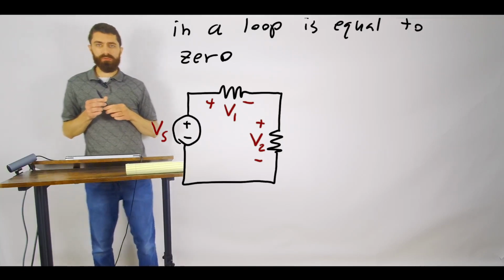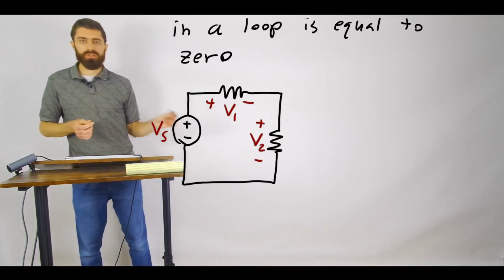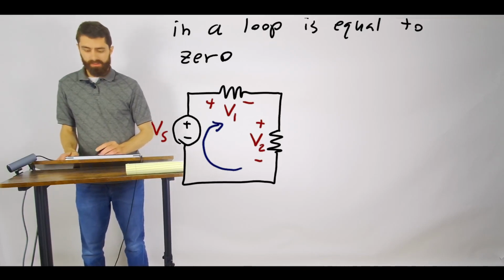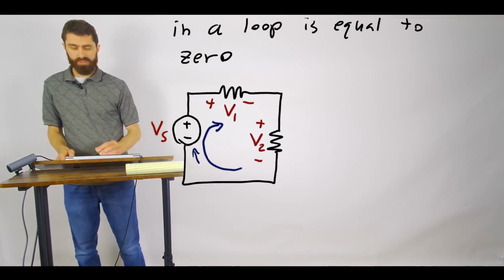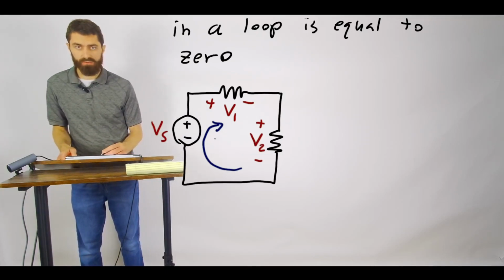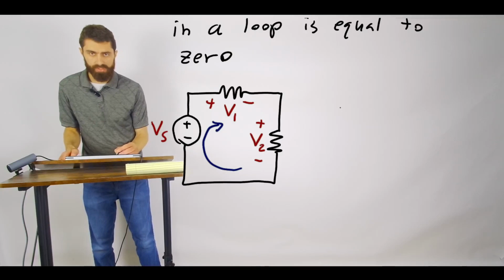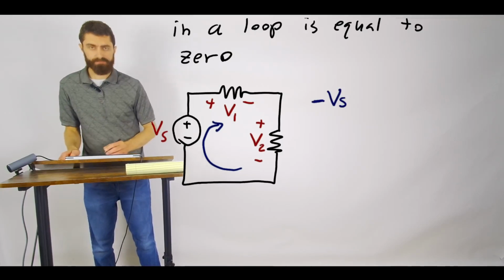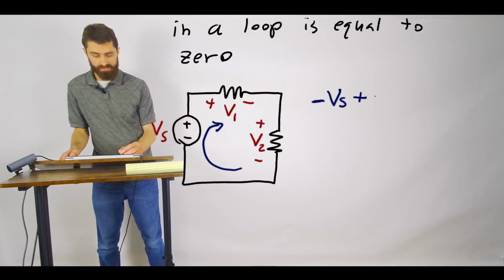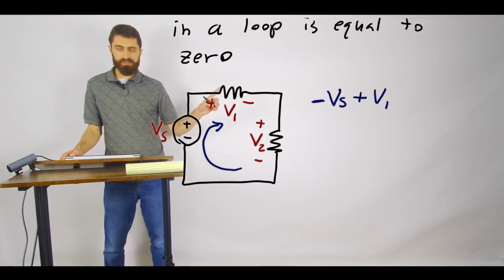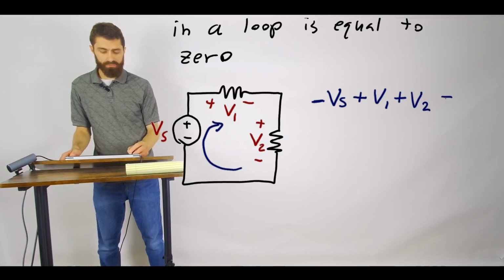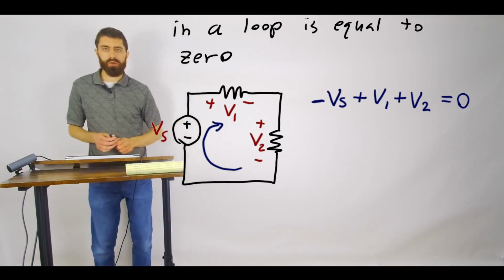So here's a tip for when you're going around these loops. You can go any direction you want, but I'm just going to go clockwise here. The first sign that you encounter is the sign the voltage should have in your summation. So for example, as we go through this loop here, we're going to have negative Vs because we hit a negative sign there. Then we're going to hit a plus sign there, so plus V1. Then we keep on going, and then we hit another plus sign, so plus V2. And all of that is going to be equal to 0.